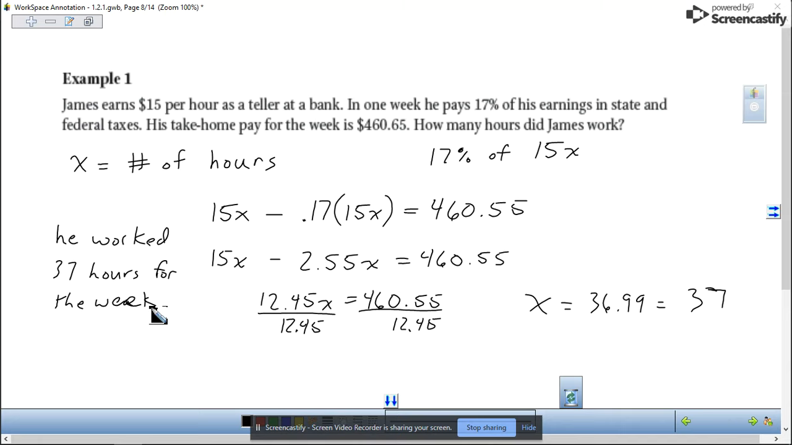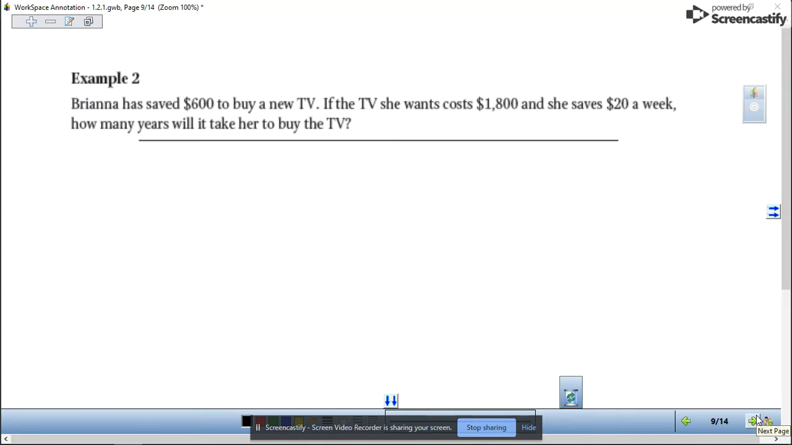Okay, going to move on to example 2. Put these both together in the video. So example 2 says Brianna has saved $600 to buy a new TV. If the TV she wants costs $1,800 and she saves $20 a week, how many years? Well, underline that. How many years will it take her to buy the TV?